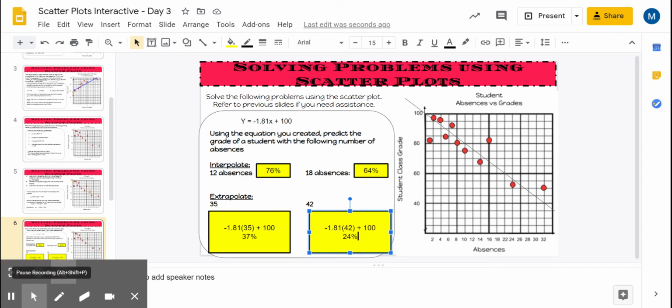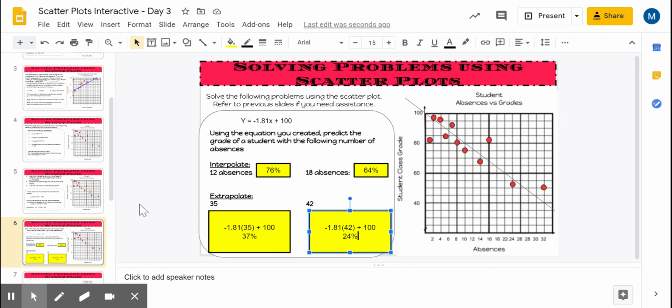Okay, so I plugged in 42. That's our absences, right? So we plug 42 in for the x in our equation, and I got a 24%. So you can imagine that this line of prediction becomes unreasonable if you got a lot of absences. You would maybe even start getting negative class percentages. So maybe if you put in like 200 absences, that wouldn't even be possible, right? We don't even have that many days in a school year.